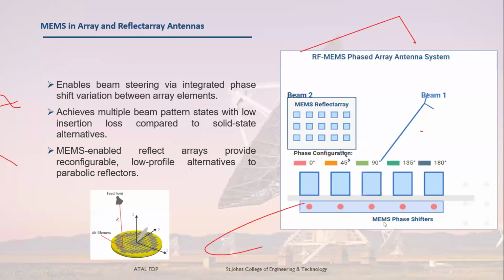How do I use my MEMS to change the phase? So these are the MEMS phase shifters. Maybe 0, or 45, 90 degrees, 135. Based on the direction in which you want to change the beam, accordingly, I will control the phase. So it is possible to change the beam from plus 70 to minus 70. And again, I control that through MEMS.